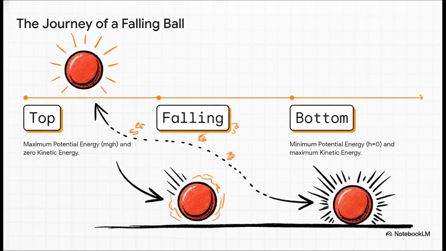Now, as the ball starts to fall, it gains speed. Its potential energy starts converting into kinetic energy. And just a moment before it hits the ground, its height is almost 0, so its potential energy is minimum. But its speed is maximum, which means its kinetic energy is maximum. You see, the energy just changed its form from potential to kinetic.